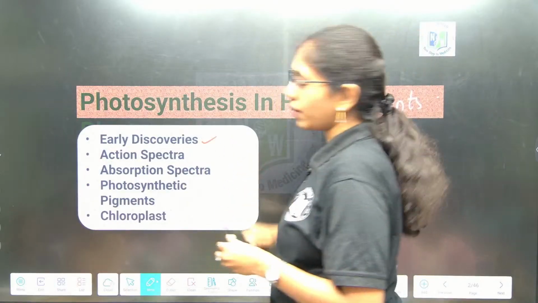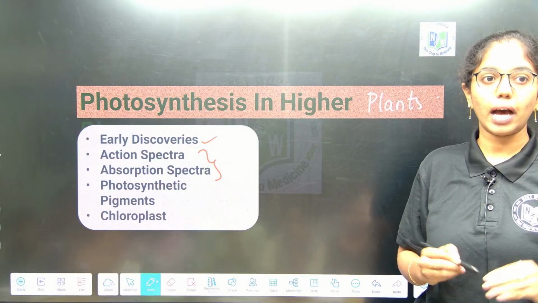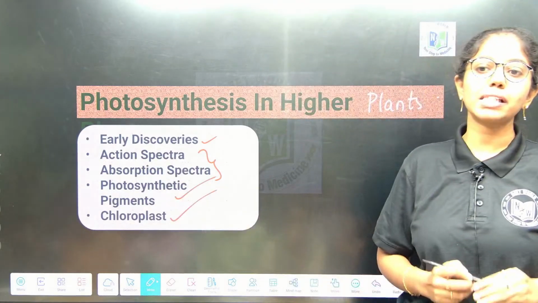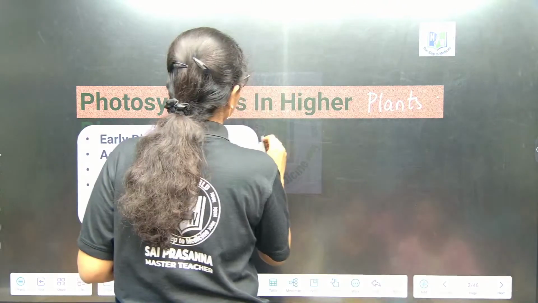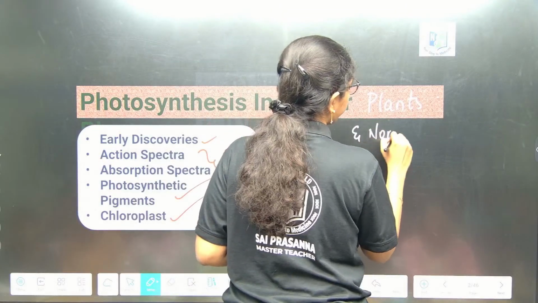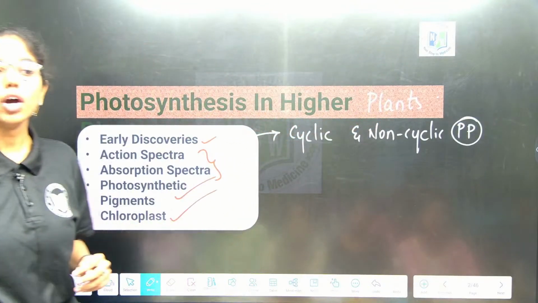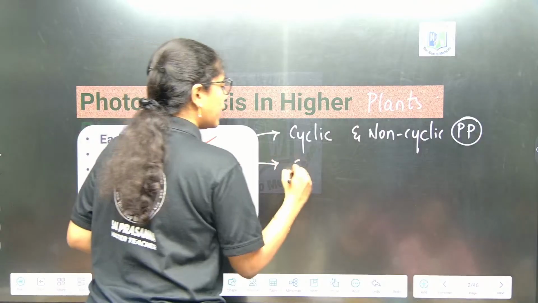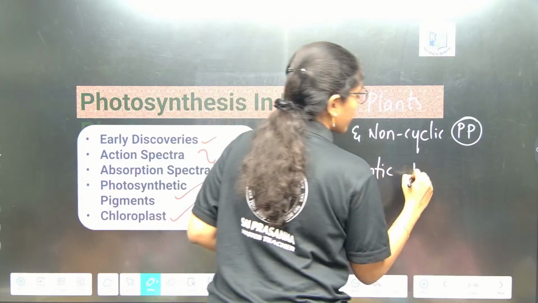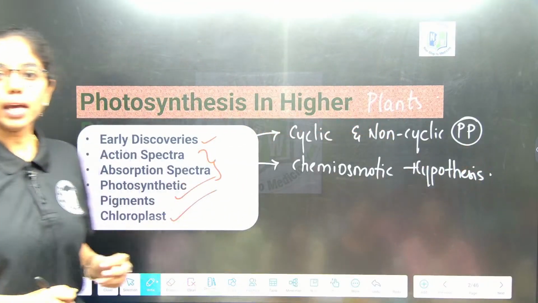First is about discoveries. Followed by discoveries, you have to move on to action spectra, absorption spectra. Then the chloroplast organelle. Inside the chloroplast organelle, what are the photosynthetic pigments that are present? Followed by this, you have to know about cyclic and non-cyclic photophosphorylation. Followed by the chemiosmotic hypothesis.